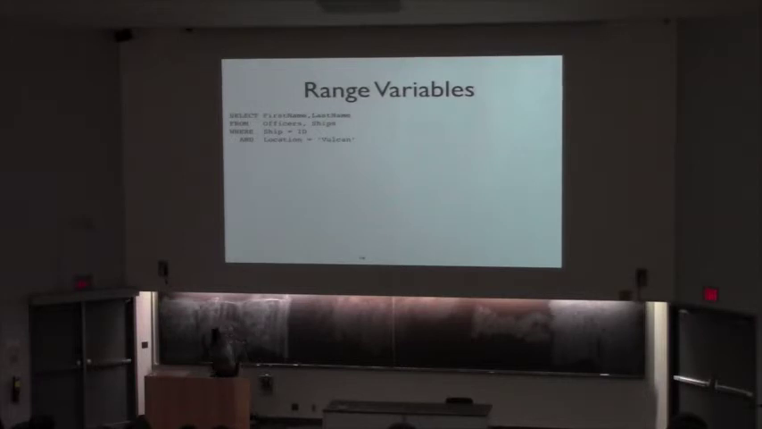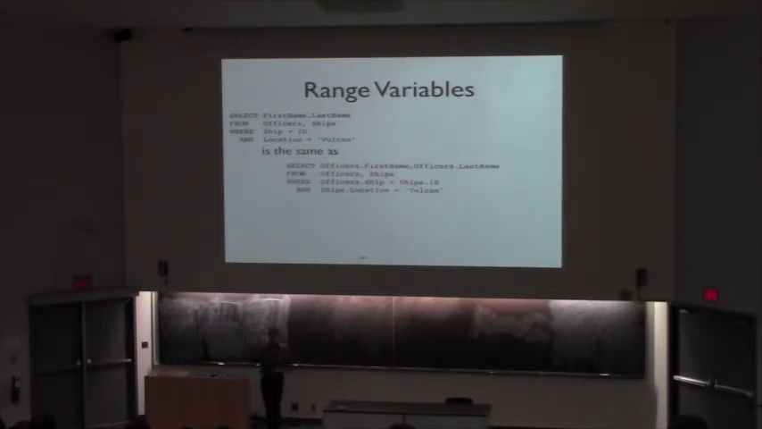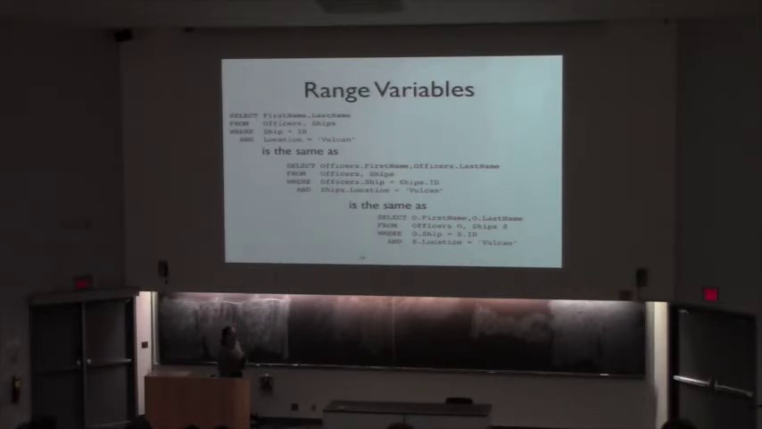All right, one extra little bit of nomenclature here. You may have noticed that these variables can sometimes be a little bit ambiguous. So what you can do is refer to the origin of a particular variable that appears in a target list. So if I'm looking for the first name and last name of officers located at Vulcan, I can explicitly say that I'm looking for officers.firstname, officers.lastname, where officers.ship equals ship ID and ship location is Vulcan. Now that's a little bit verbose, so what I can also do is shorten those names. I can create an alias for every single relation that appears in my from list, and I can use that alias in order to save myself a bit of typing, and usually make the query a little more readable.